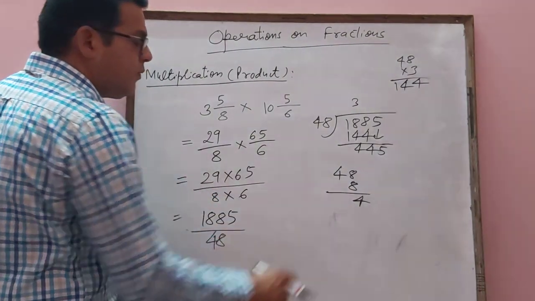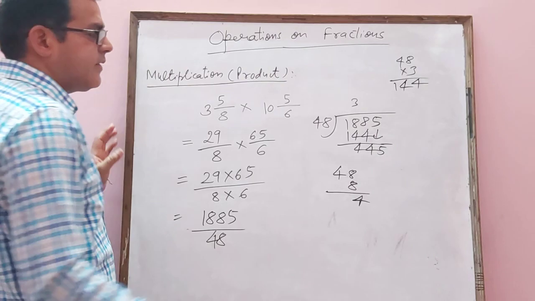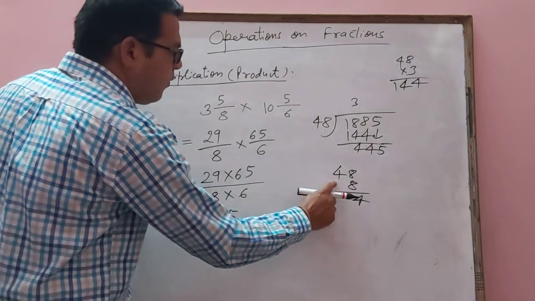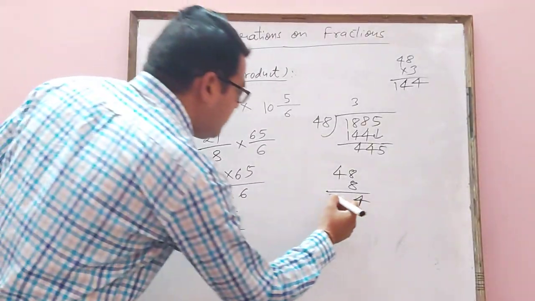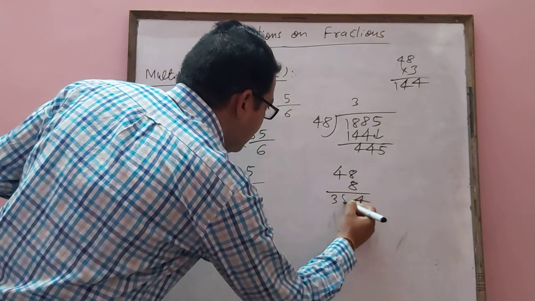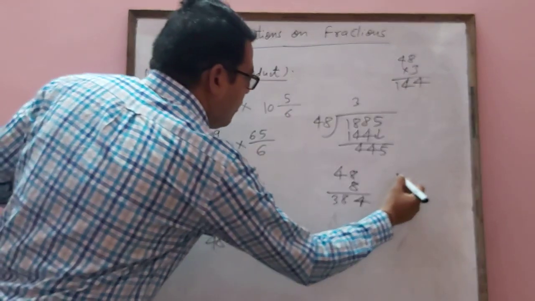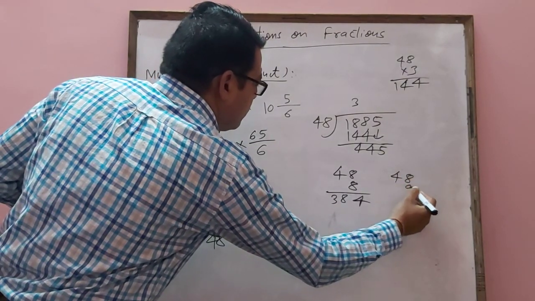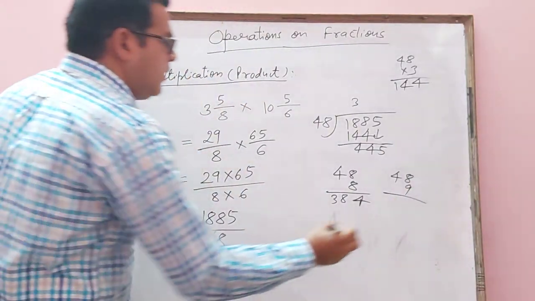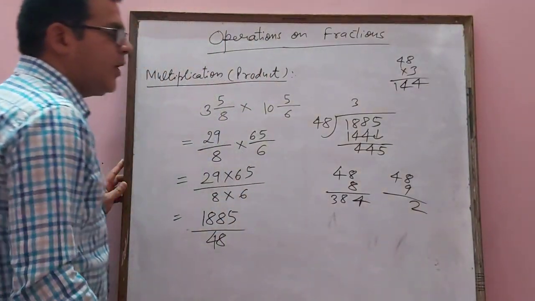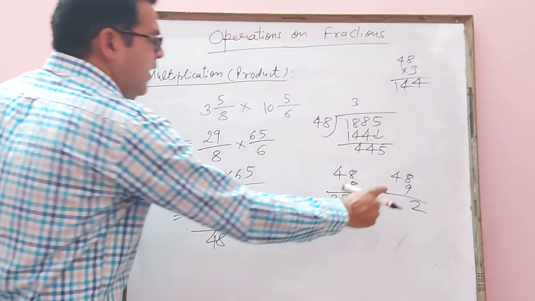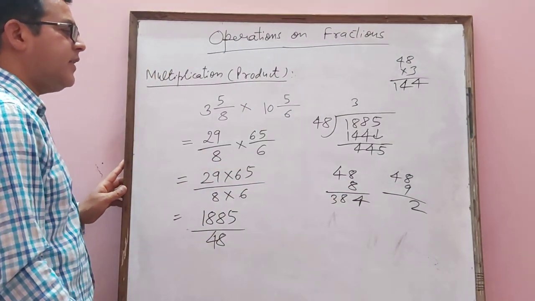Eight 8s are 64. Carry is 6 now. 8 4s is now 32. 32 and 6, 38. Now let's check for 9 also. What to do? 2, 7 is carry. 9 4s are 36. 36 and 7.